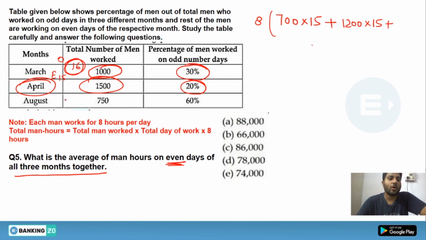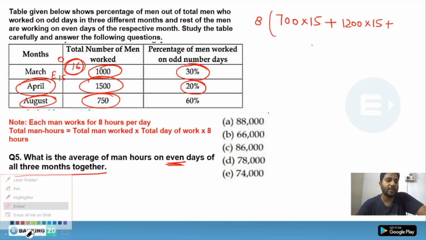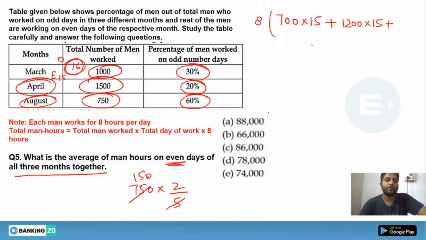And the next month is August. 750 people worked in the total month of August. But as we know, we are talking about even number of days. Only 40% workers worked on even number of days, which would be 2 by 5. That means 300 workers worked on even number of days. And even number of days belongs to only 15 because August also has 31 days. So basically 15 is the common part.